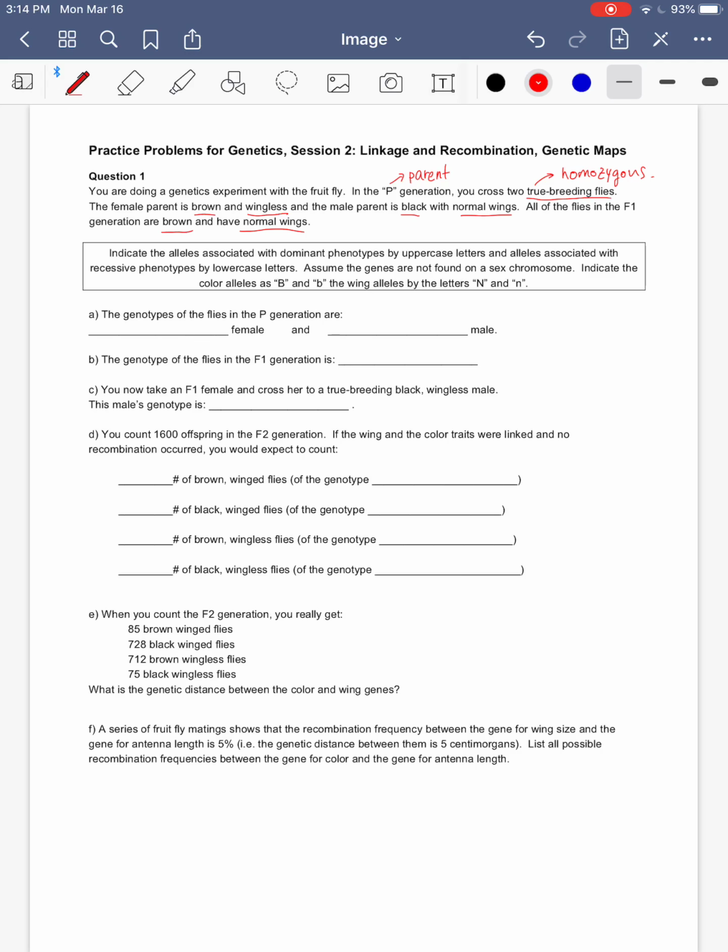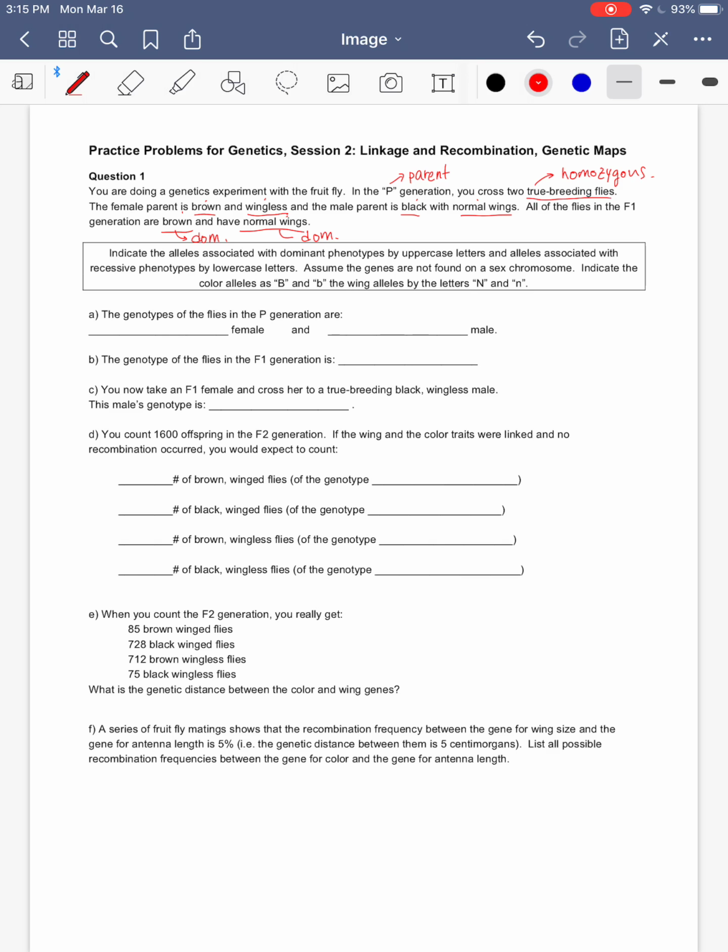So if we cross 2 homozygous organisms, all of the F1s are going to be heterozygous. If the 2 parents have different traits, then all of the F1 generation are going to be heterozygous, right? So if you crossed brown and black and you got brown, that means that brown is going to be dominant. And if you crossed wingless with normal wings and you got normal wings, that means normal wings is dominant.